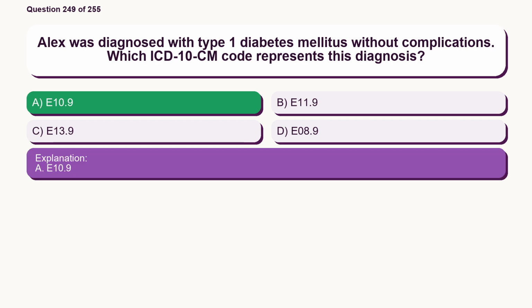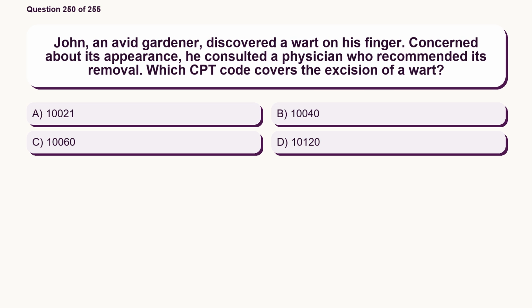Question 250. John, an avid gardener, discovered a wart on his finger. Concerned about its appearance, he consulted a physician who recommended its removal. Which CPT code covers the excision of a wart? Option A, 10021. Option B, 10040. Option C, 10060. Option D, 10120. The correct answer is option B, 10040.